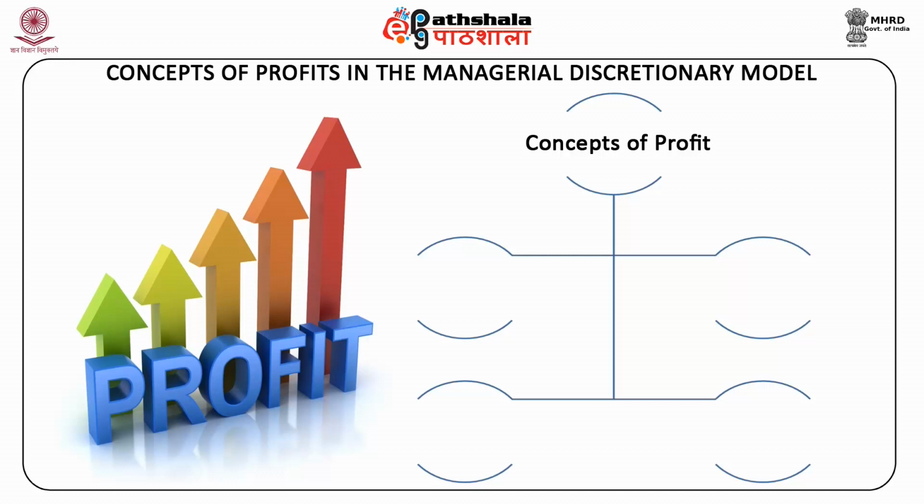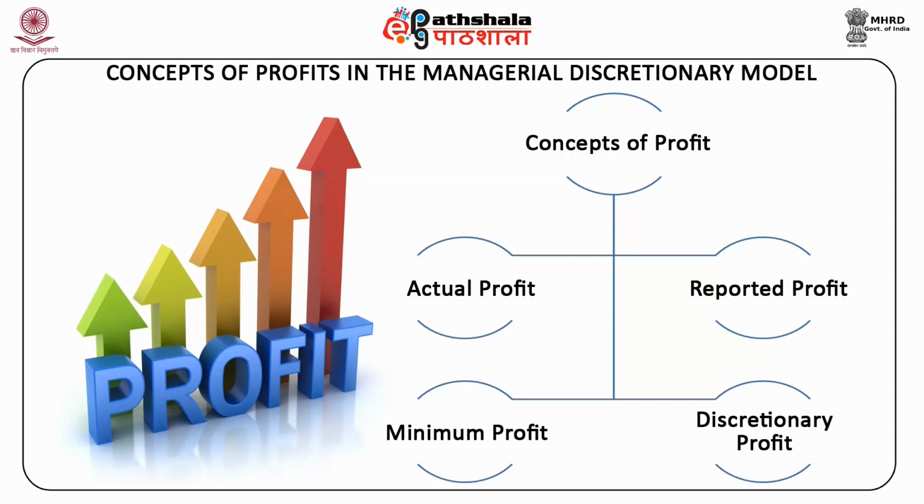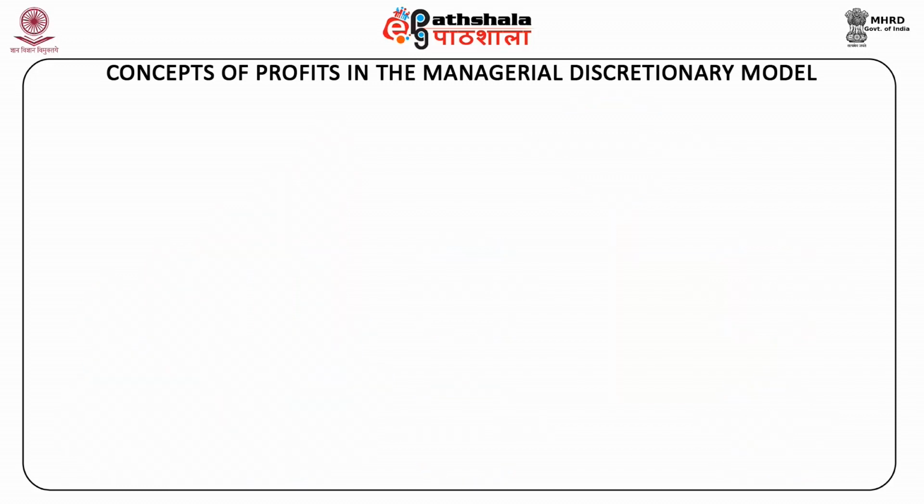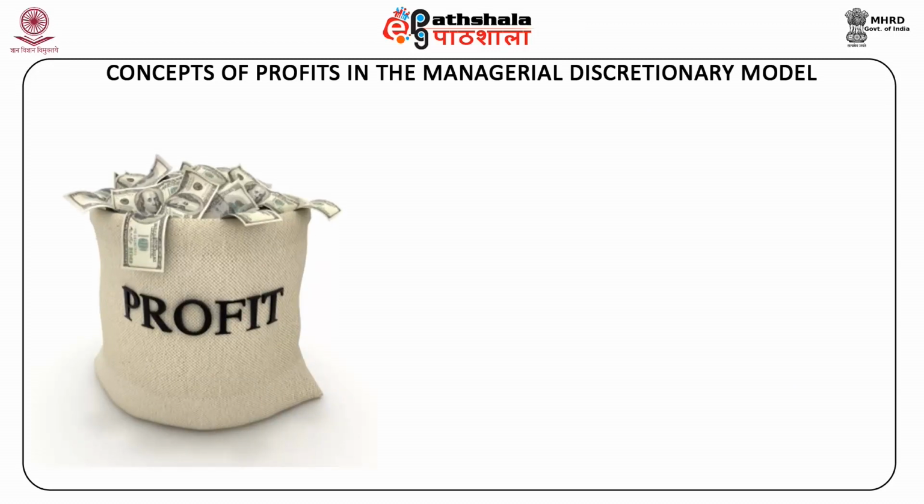Concepts of profits in the managerial discretionary model. There are various concepts of profit used in Williamson's managerial discretionary model. They are actual profit, reported profit, minimum profit, and discretionary profit. In order to understand Williamson's managerial discretionary model, various concepts of profit need to be understood first.